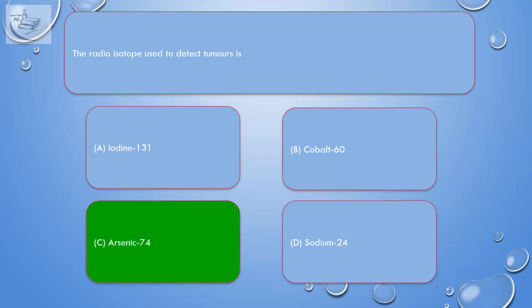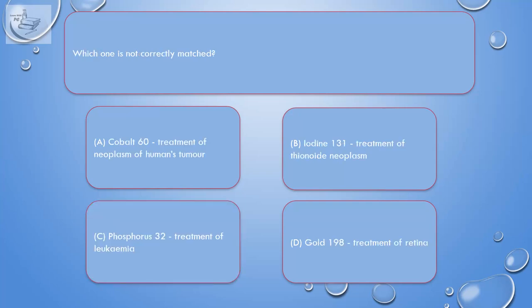Correct answer is C. Arsenic-74. Question: which one is not correctly matched? A. Cobalt-60 treatment of neoplasm of human's tumor. B. Iodine-131 treatment of thyroid neoplasm. C. Phosphorus-32 treatment of leukemia. D. Gold-198 treatment of retina.